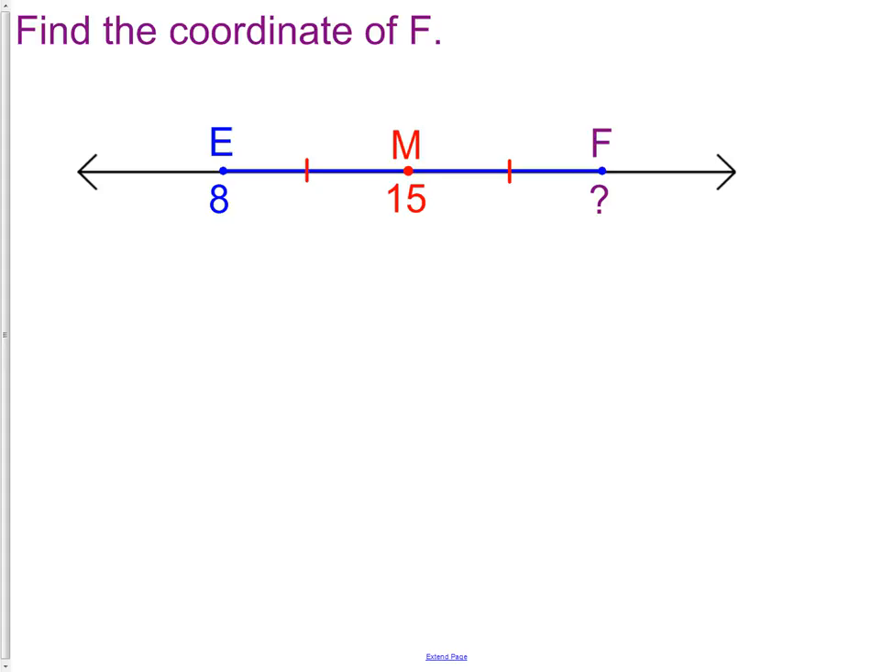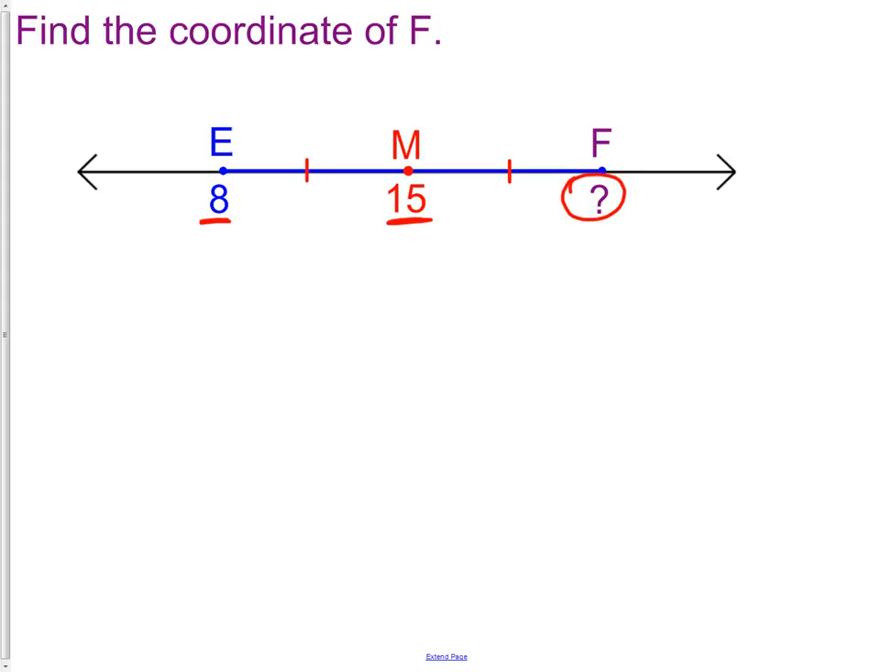Take a moment and look at this question. Do you see how this question is different than the last question about a midpoint on a number line? What you should have noticed is that we are given one endpoint, which is 8. We're given the midpoint, which is 15. However, we are missing the other endpoint. So this time we're not looking for a midpoint, but we're going to use the midpoint to find the missing endpoint.